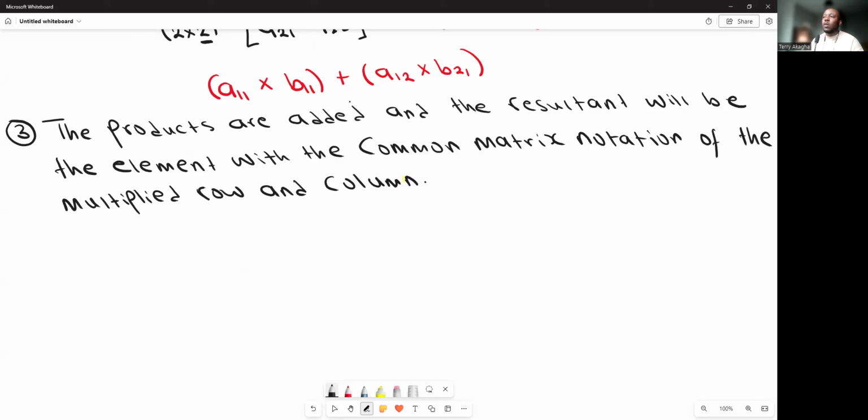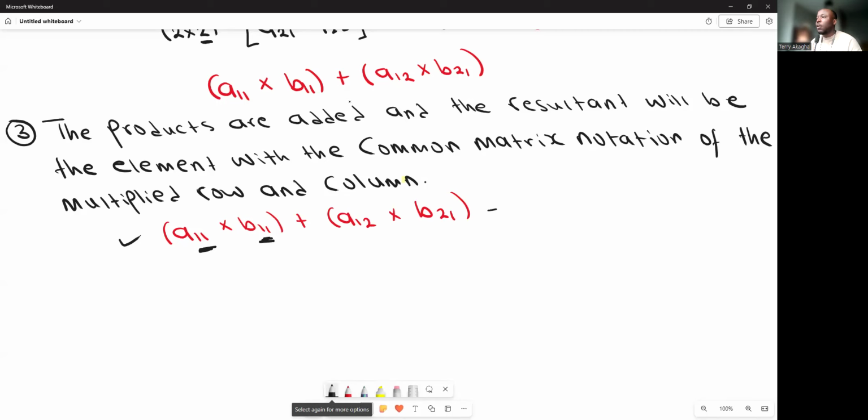Okay? So now let's go back to what we multiplied there. We multiplied A11 multiplied by B11 plus A12 multiplied by what? B21. So now what is the common matrix notation there? Is what? 1, 1. Are you seeing it? So the common matrix notation is going to be the value for 1, 1.